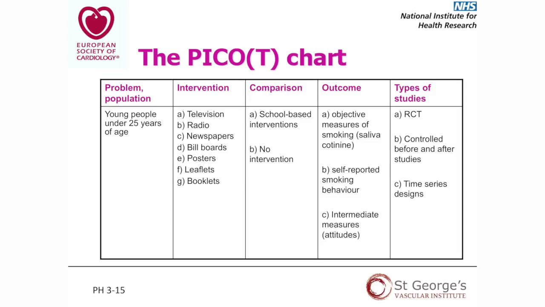There are many ways to look at how you might reduce smoking levels, but our question is: is this a school-based intervention? So these interventions listed in the second column are taken into a school environment. And our comparator is against no intervention at all. The outcomes in this case can be objective, maybe self-reported smoking behaviours, or intermediate measures such as measured attitudes.